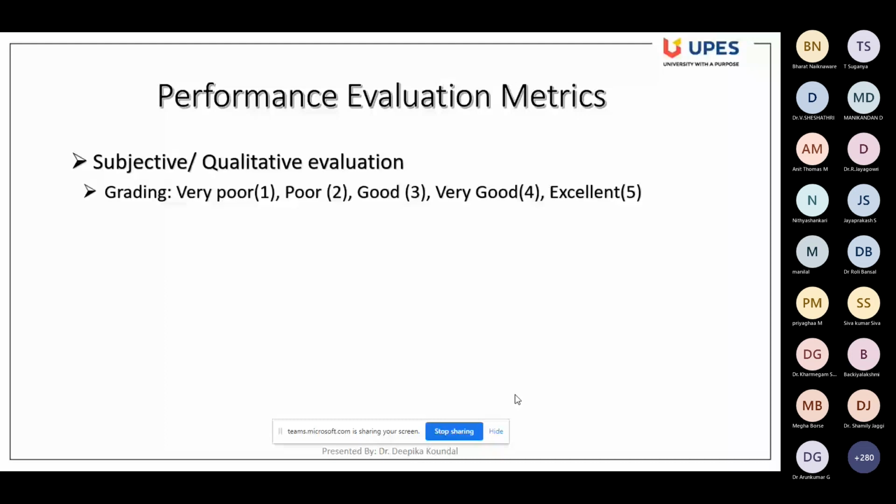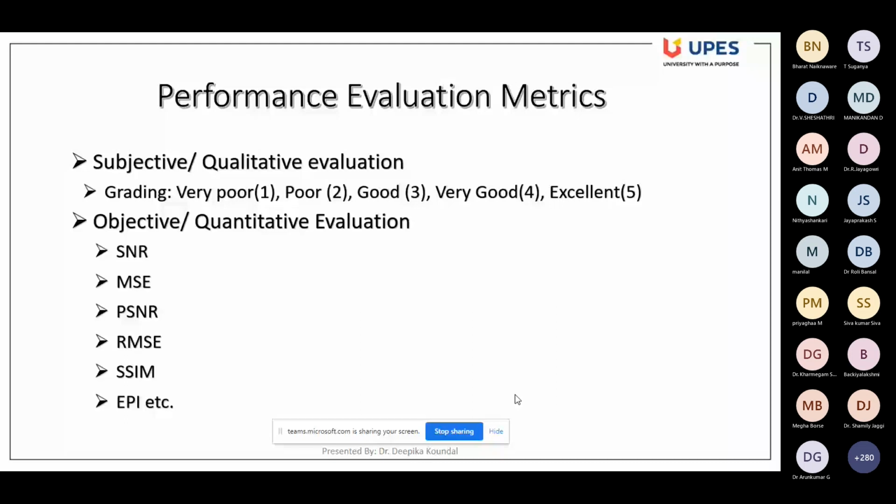For denoising images, again we have different types of evaluation criteria. One is subjective, where we can visualize our image and say yes, it is a clear image, there is no noise. Or if there is noise, then we can say very poor, poor, good. So this is a subjective evaluation. Another evaluation is objective or quantitative, where we can calculate some mathematical value like signal to noise ratio, mean square error, root mean square error, structure similarity index, or edge preserving index. So these are some quantitative evaluations which we perform.